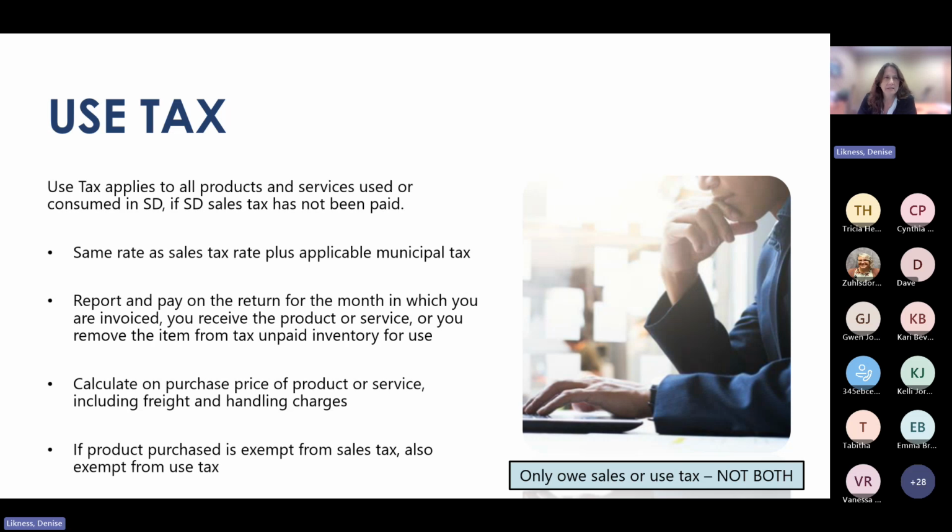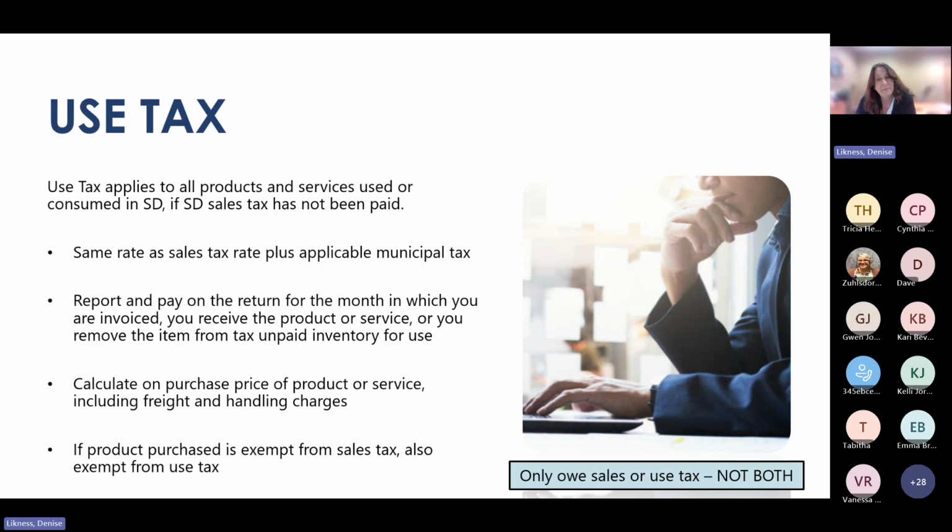If you buy products and things in South Dakota, chances are you don't have to worry about use tax because you paid sales tax. But if you purchase something that you did not pay sales tax on and you actually used in South Dakota, it is subject to use tax. And I always like to give examples, and some of the examples that I give are of a personal nature. I like this one story that I have.